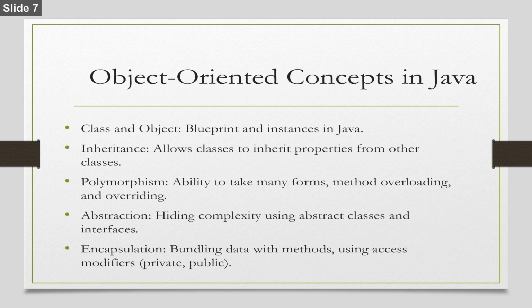Object-oriented concepts in Java. Java is an object-oriented language, which means it uses classes and objects to model real-world things. Four main principles shape this model. Inheritance allows classes to inherit traits from other classes, polymorphism enables objects to take on different forms, abstraction hides unnecessary details to simplify complexity, and encapsulation groups data and methods together. Together, these principles help create a well-organized and efficient code structure.